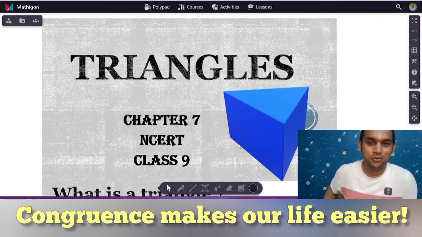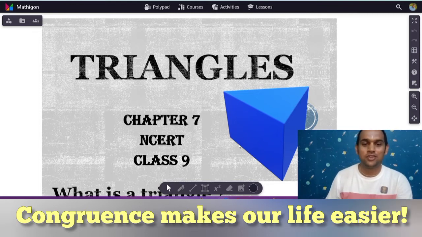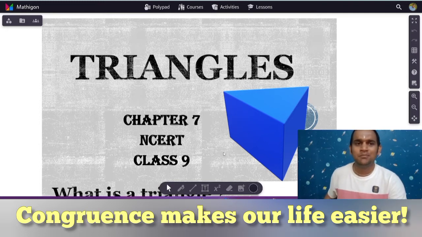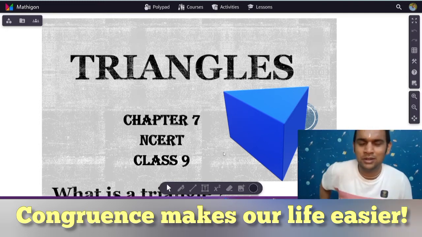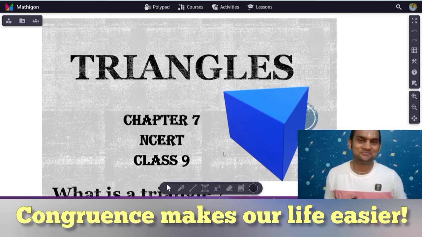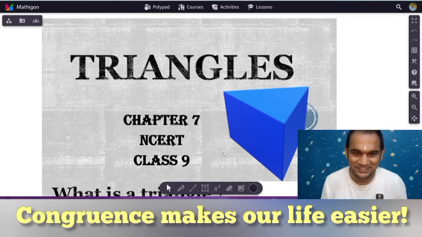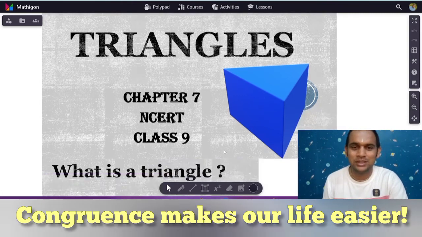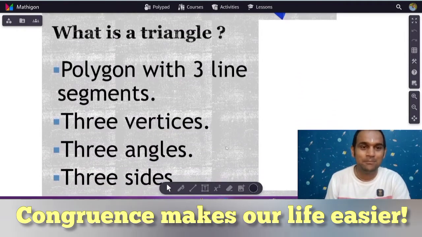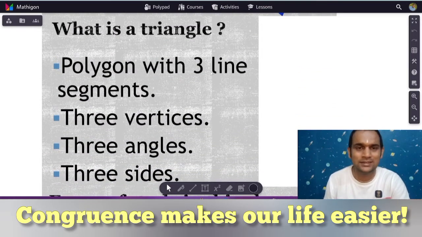Today we are starting a brand new chapter of class ninth, chapter number 7, triangles. This is a very amazing chapter. There's a lot to learn from this chapter, and this chapter is one of my favorites. So let us begin. So we'll start with what is a triangle, obviously. So what's a triangle? Polygon with three line segments.